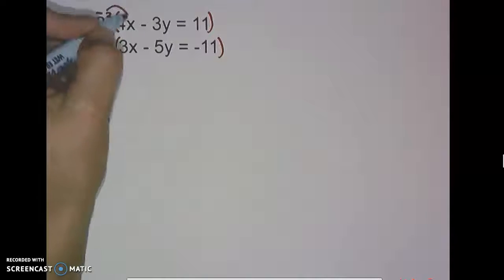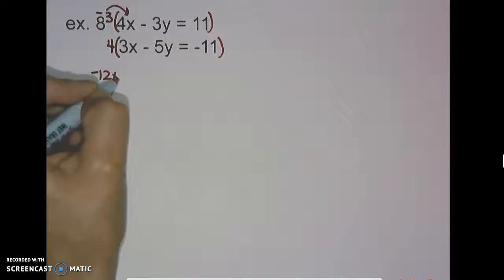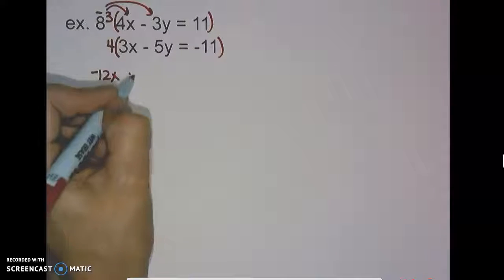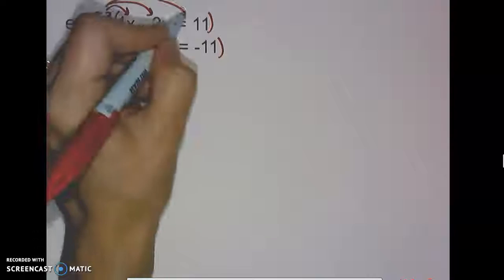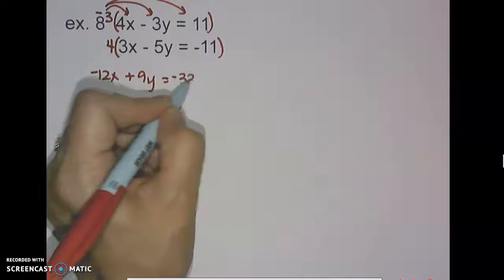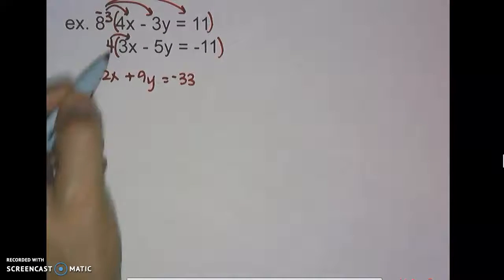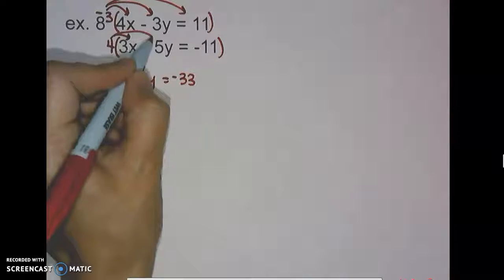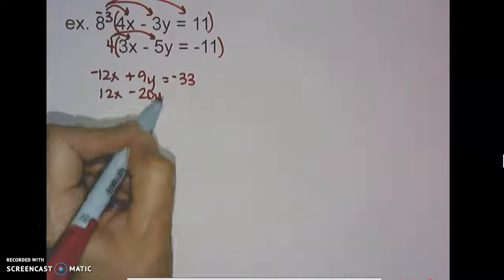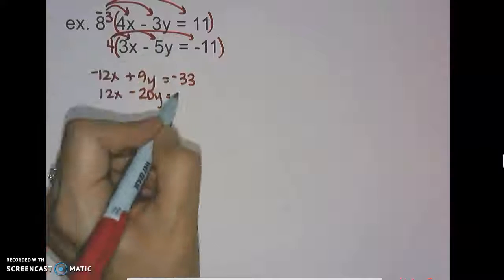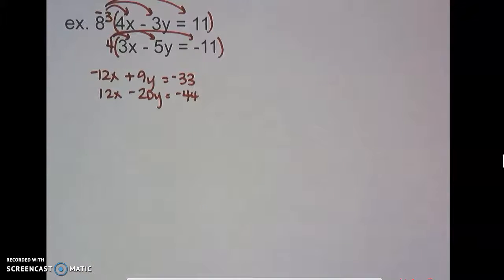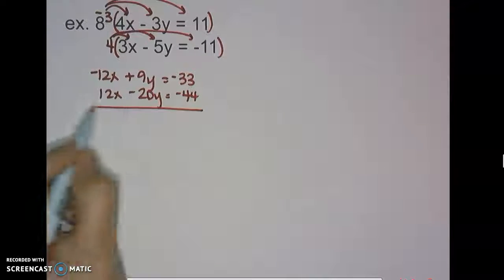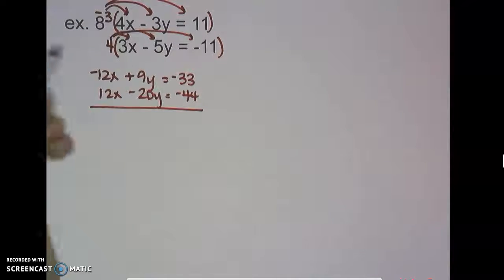So let's distribute this in. That would give us negative 12x plus 9y equals negative 33, and 12x minus 20y equals a negative 44. Remember that number out front needs to get multiplied to everything.